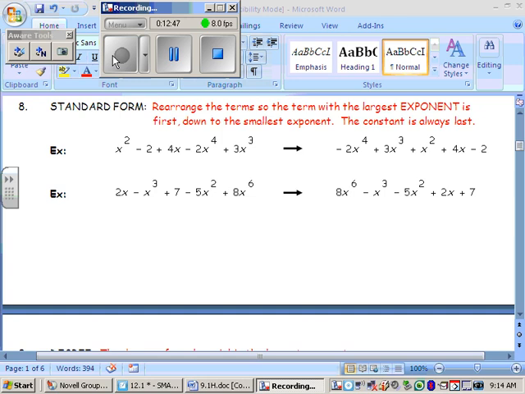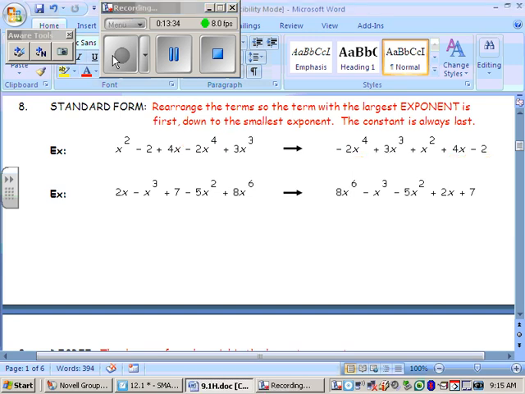Okay, recall that standard form is simply rearranging the terms with the largest exponent first down to the smallest and having the constant always last. So just to show you two additional examples, we have x squared minus 2 plus 4x minus 2x to the fourth plus 3x cubed. So if you look at those terms, hopefully you now understand that negative 2x to the fourth would be at the beginning of the polynomial in standard form. From there, we would move to 3x cubed because it has the second largest exponent. Then x squared, then 4x because its exponent is 1, and then our constant at the end.